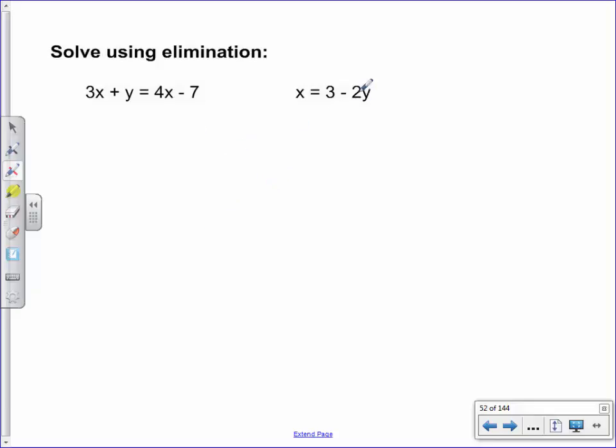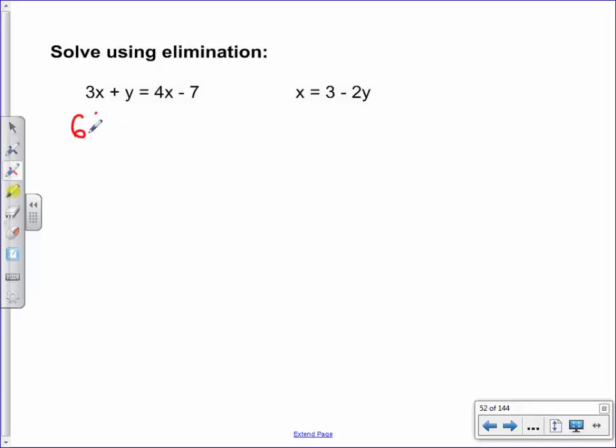I might suggest that I want to eliminate y. But here's the problem. See how there's two y sitting over on this side right here? And there's only one y sitting on this side right here? I want to make it so that I have 2y in both of the equations. So here's a trick I can play.